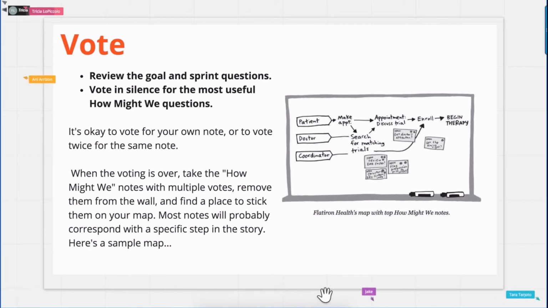Now it's time to vote. It's a good practice to review the sprint goal and questions during this session. Allow time for the team to work together alone to vote. And when the voting's over, we take the how might we notes with the most votes and move them over to our map.